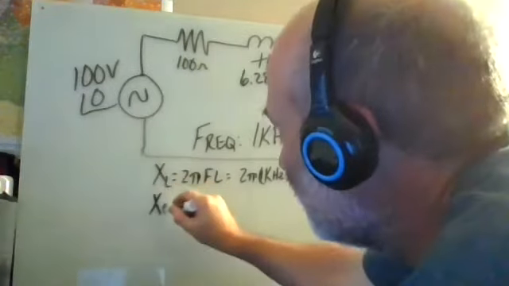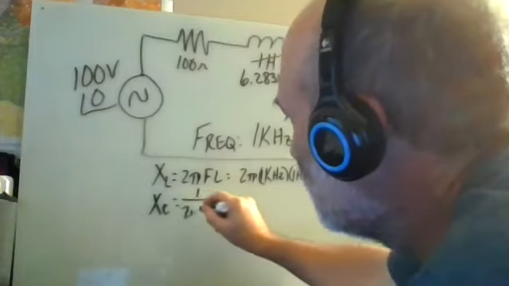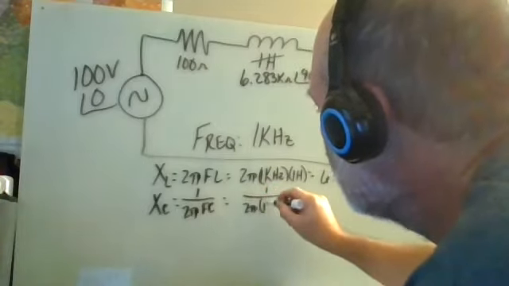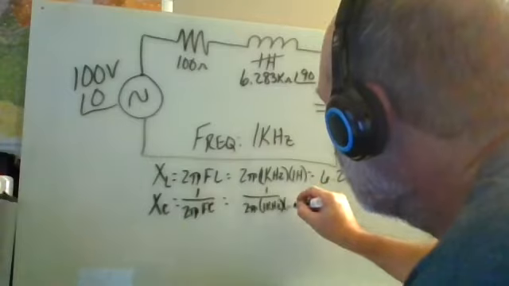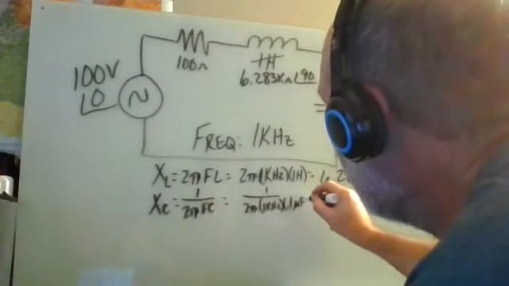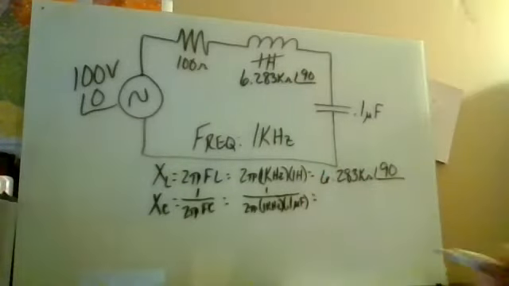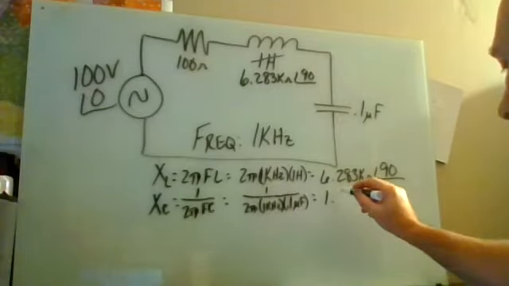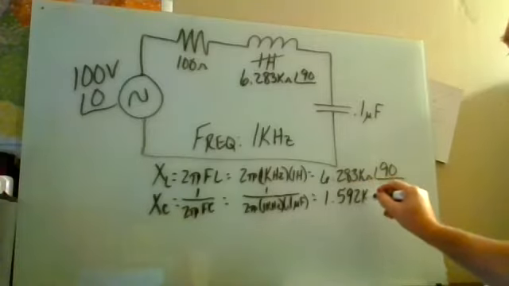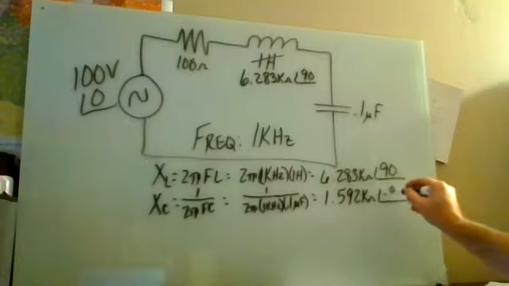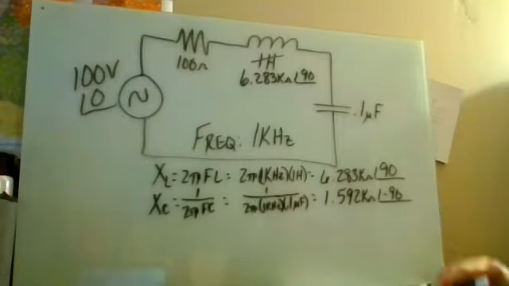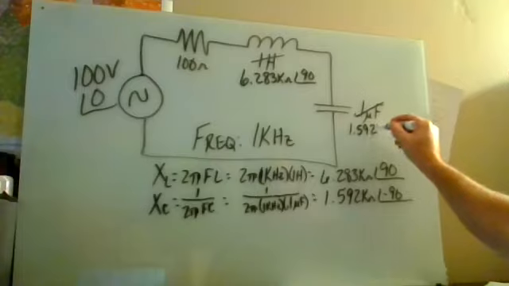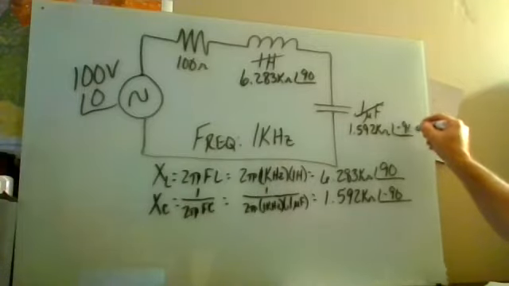Then I'm going to find X of C. Well, that's equal to 1 over 2 pi FC. That's 1 over 2 pi times 1 kHz times 0.1 microfarad. And if I put all that in and multiply and then hit shift reciprocal, I should get 1.592 kohms at an angle of negative 90 degrees, because capacitors are always at negative 90. So I'm going to gently line that out, put 1.592 kohms at an angle of negative 90 degrees.